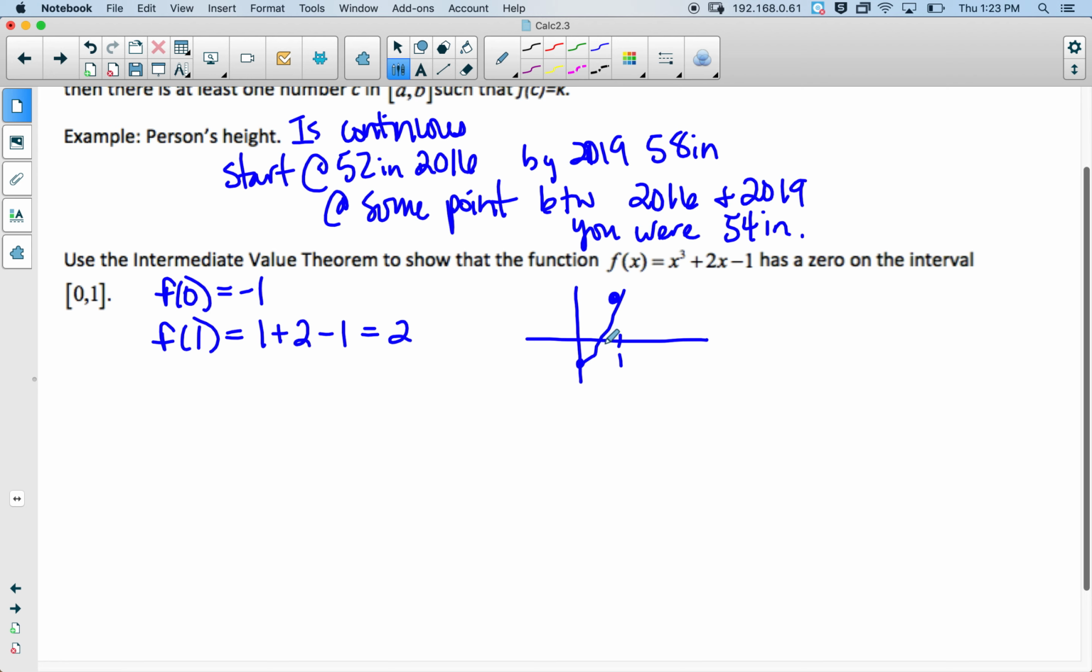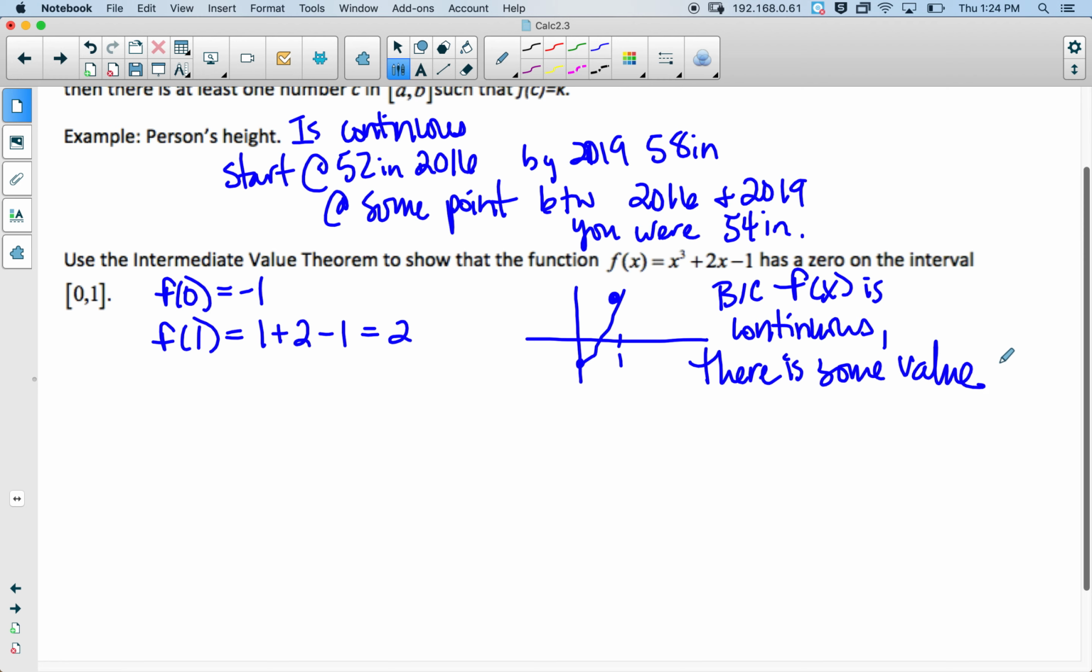So because f of x is continuous, and when you're using the intermediate value theorem, you have to establish that it's continuous, there is some value, I'm just going to call it c, where f of c is equal to 0. So we don't know where between 0 and 1 that is. We just know that somewhere f of c is equal to 0, that we have a 0 on that interval.